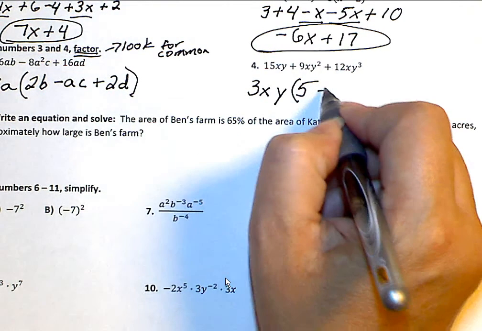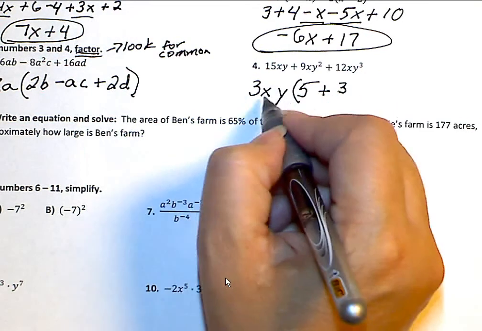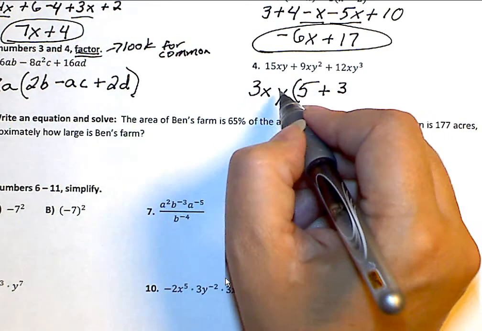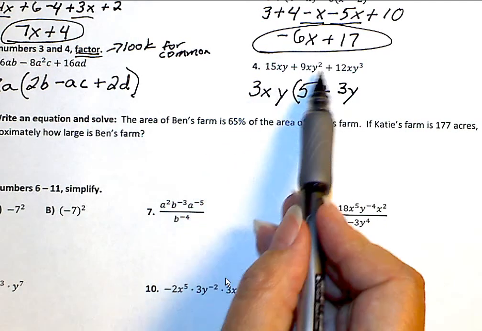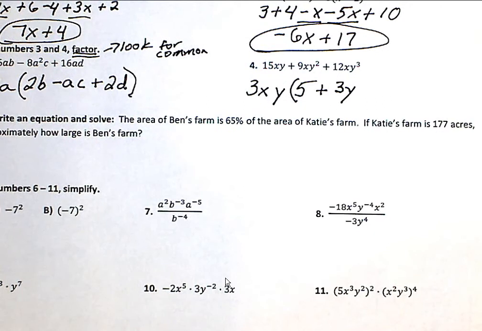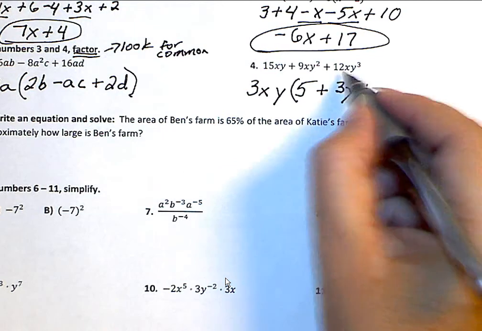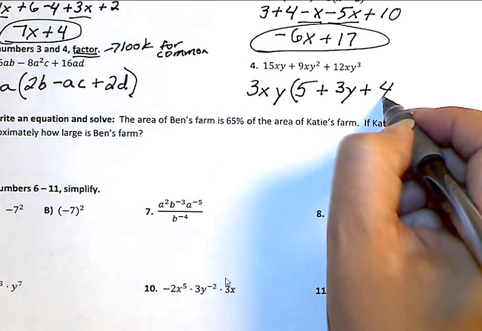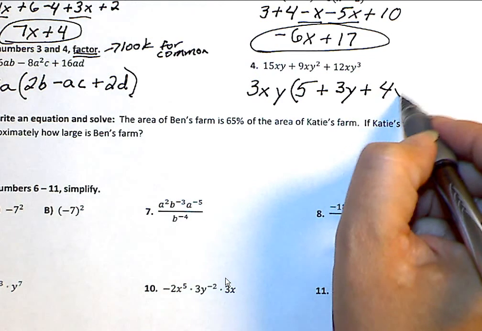Plus 3 times 3 gives me my 9. X we already have, and so we just need a y. So we have 3 times 3 is 9, x, and then y times y is y squared. And then the last one, 3 times what gives me 12? 4. And then we already have our x, and then we still need y squared.